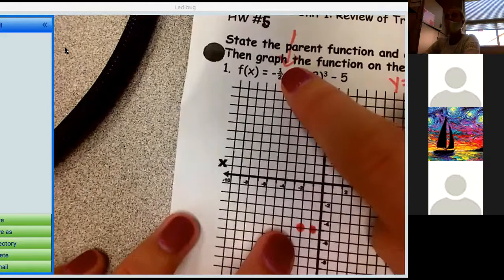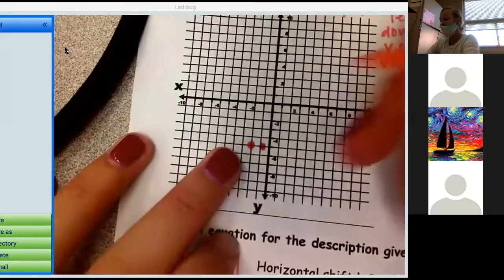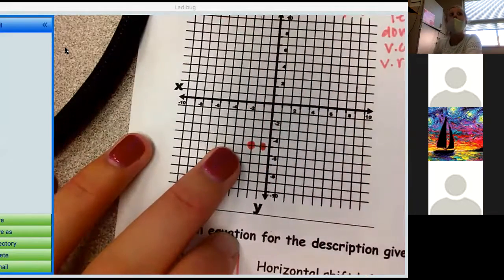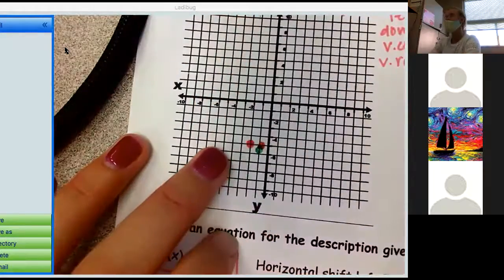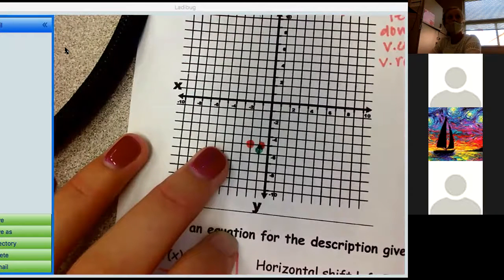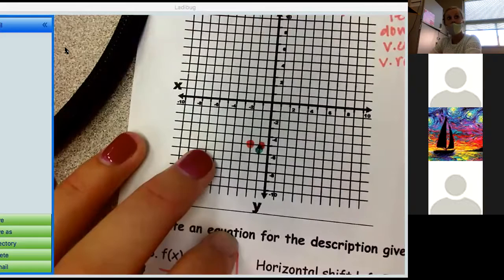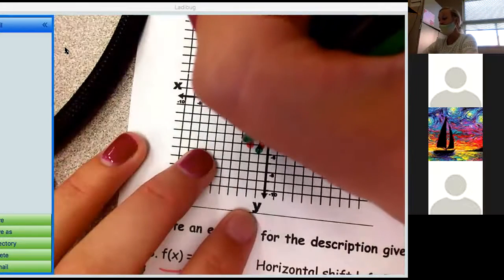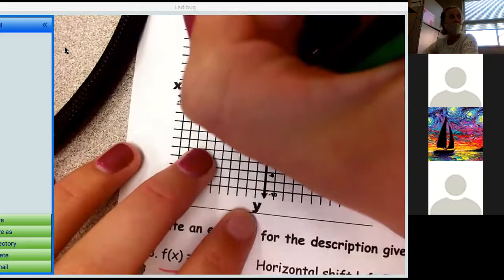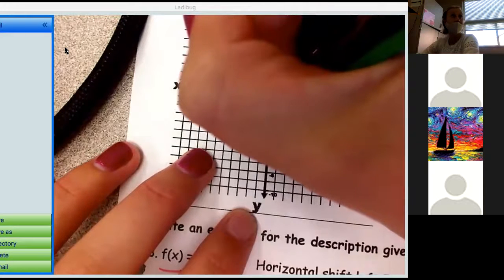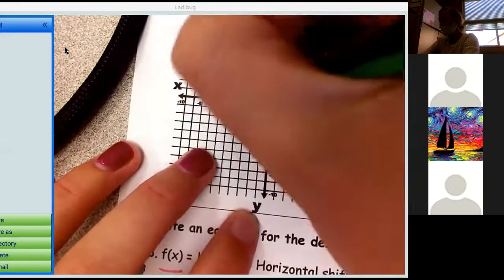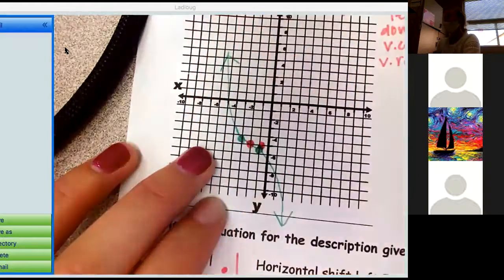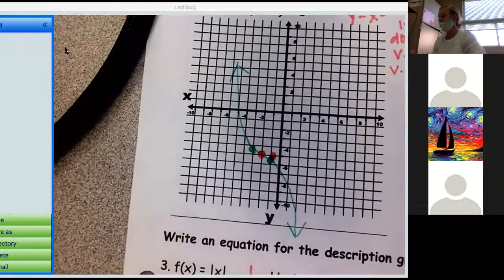Now, what's your A value? -1/2. So look, when you go over 1, this next point should go down 1/2. So over 1, down 1/2. There's my next point. On the other side, we are going left 1, which means it's automatically already negative or positive? Negative. So it's already negative. So now I'm going to go up 1/2. And these are your 3 points. That green is hard to see. Let's do this.